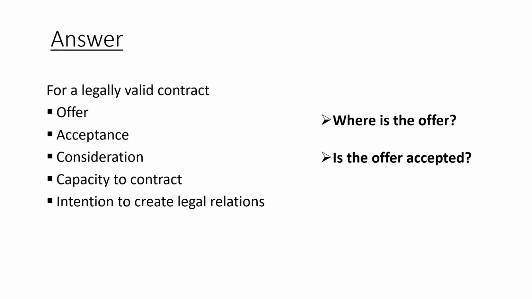So if you take the question that we just read, we can see the main issue there is where is the offer and whether the offer is accepted. These are the two questions that we have to attempt to answer, and we can see that there is no issue related to consideration, capacity, or intention to create legal relations in this particular problem question. So likewise, when you get a question, identify which elements are at issue and you need to discuss those issues and provide answers for those issues, and you don't need to describe all the other irrelevant elements in your answer.